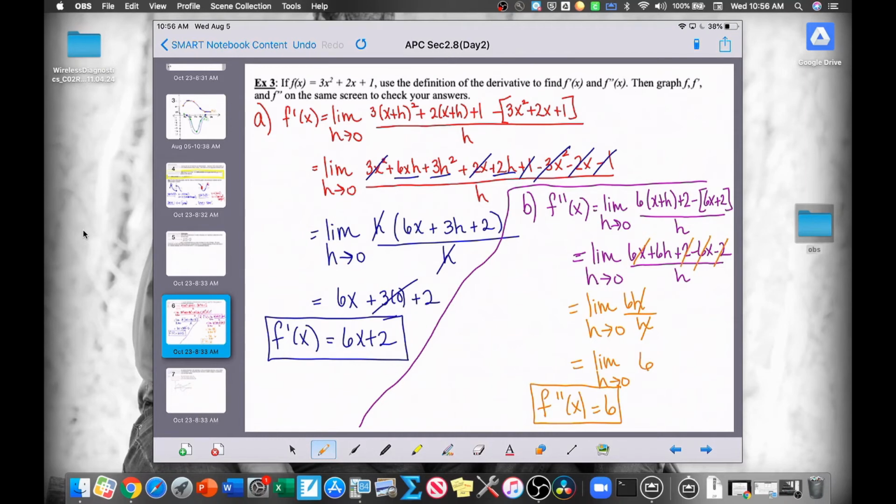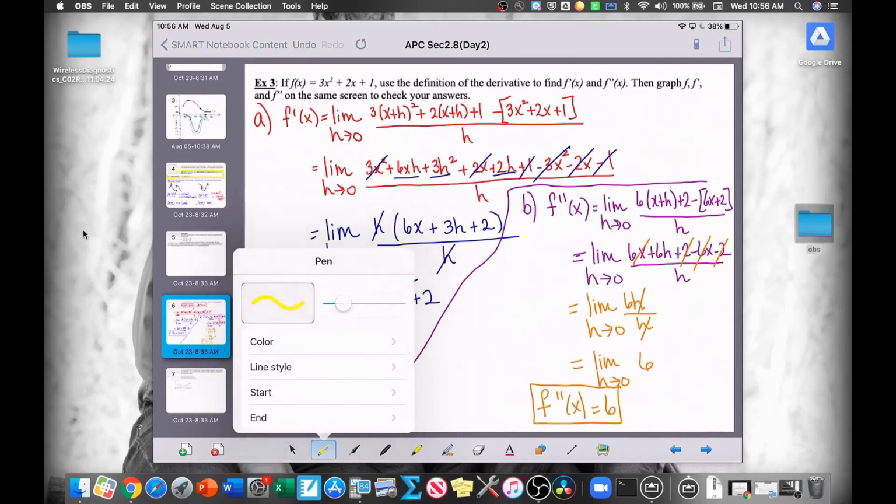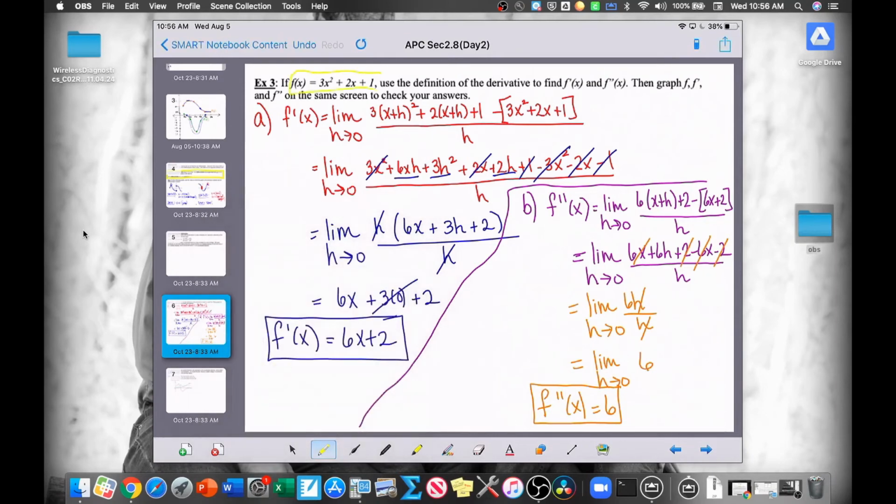So now I have my original function, f of x, 3x squared plus 2x plus 1. I have my first derivative, f prime of x, which is 6x plus 2, and I have my second derivative, f prime prime of x, which is the horizontal line, just y equals 6. So the last part of our problem asks us to graph all 3 of these functions on the same screen to check our answers.